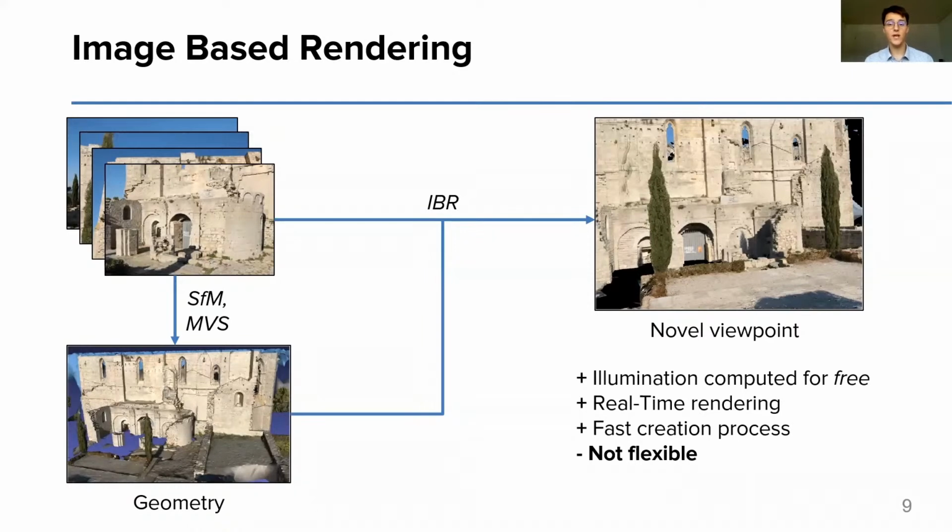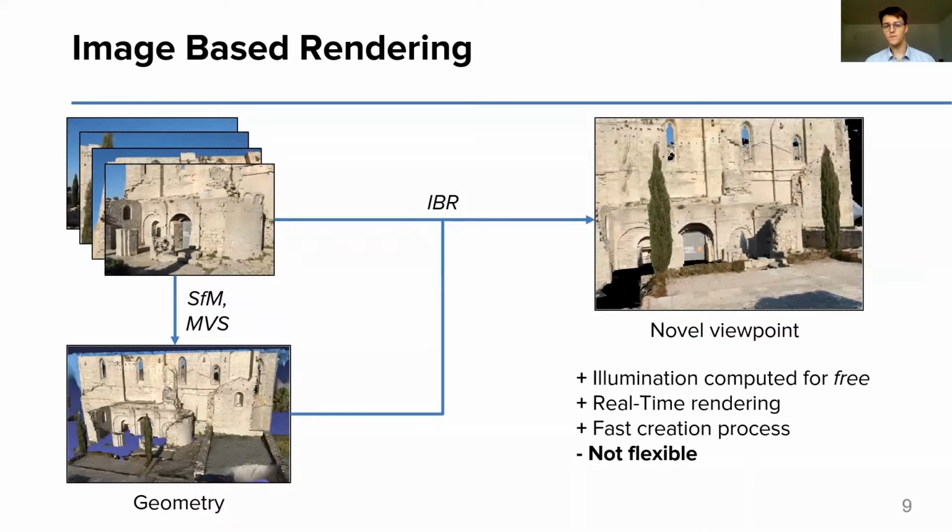And since the illumination and geometry are computed for free in the input photographs, this allows for real-time realistic rendering and also for a very fast creation process for complex scenes, as it only requires taking several tens of photographs for the user. So in a day, one may generate a scene that could take weeks to generate using PBR.